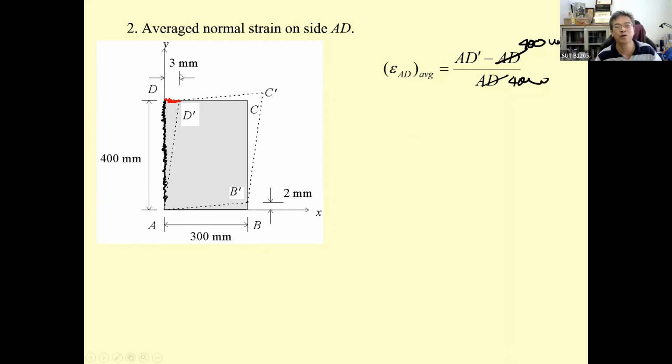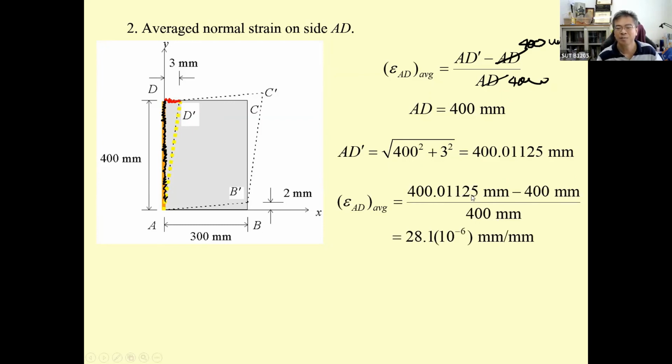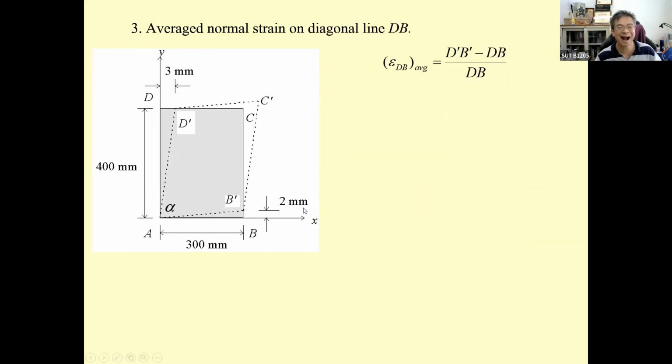So it's going to be the square root of 3 squared plus 400 squared. So this one is going to be positive. So AD is going to be an elongation. And the harder one is this one. For this one, I just mentioned DB is easy. DB can be determined from this 300 millimeter and 400 millimeter, so this is going to be 500 millimeter. DB is going to be really easy.